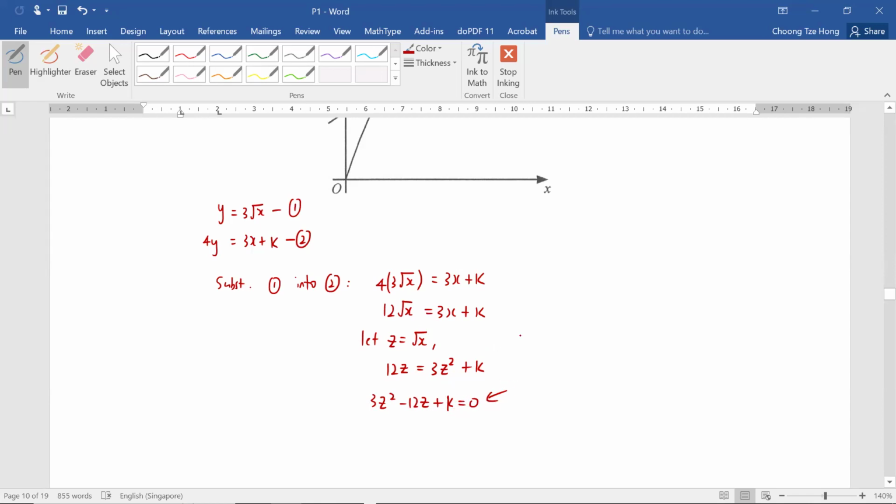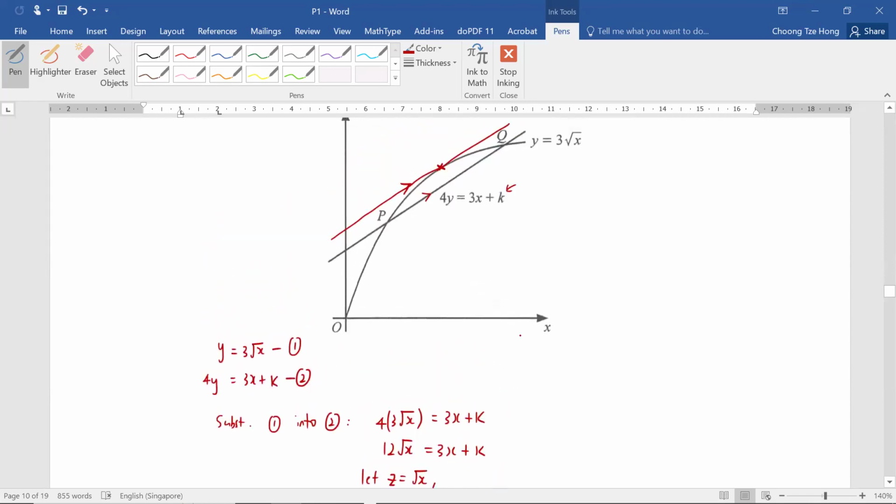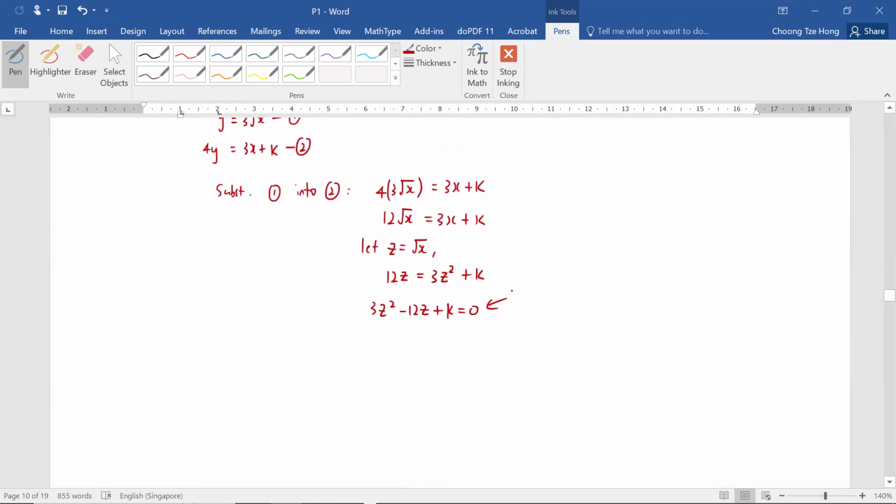So how many answers are we expecting to get? Since the line is tangent to the curve, we should just expect to get one answer, one solution. But in the context of a quadratic equation equal to 0, one solution also means, if you recall, that this quadratic equation will have real and equal roots.